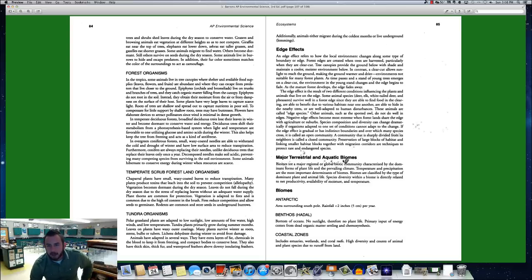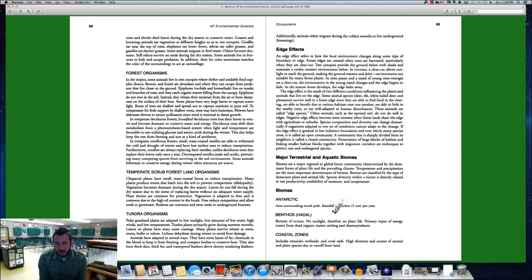Okay. Major terrestrial and aquatic biomes. Again, we'll go through all the different biomes. The Antarctic, and you're kind of responsible for knowing all the different characteristics of these areas. But Antarctic is the area surrounding the South Pole. Rainfall is less than 2 inches or less than 5 centimeters per year if we're using the metric system.